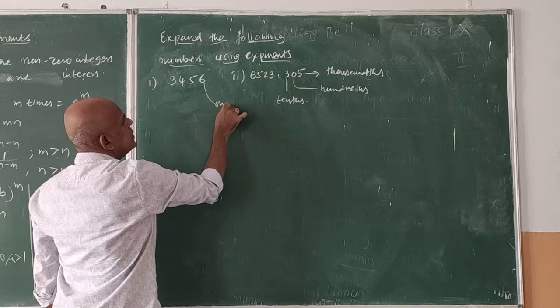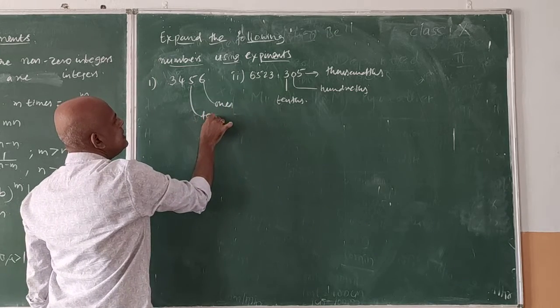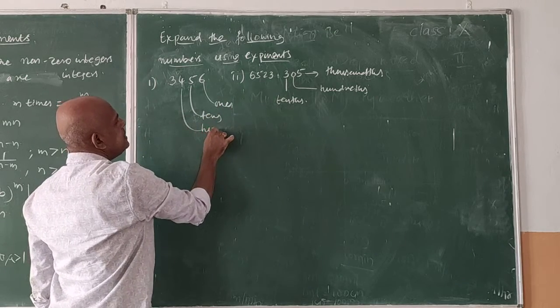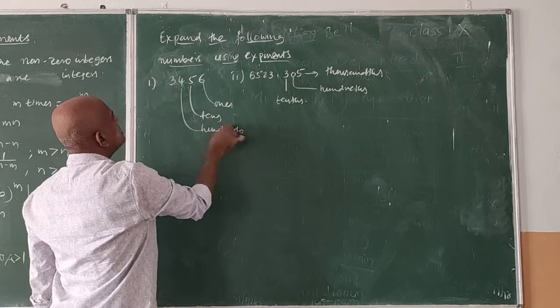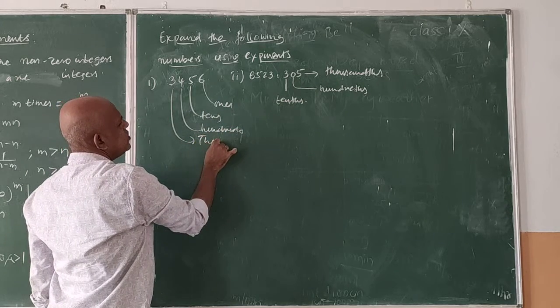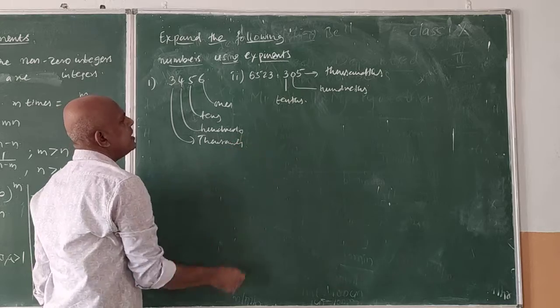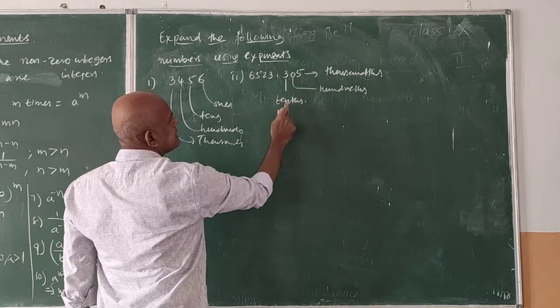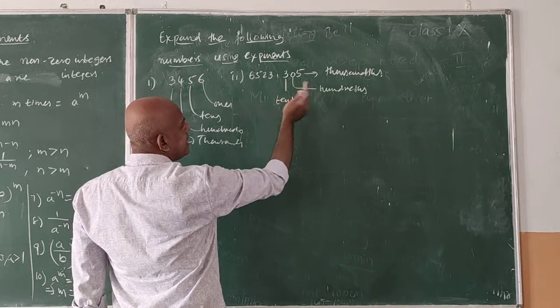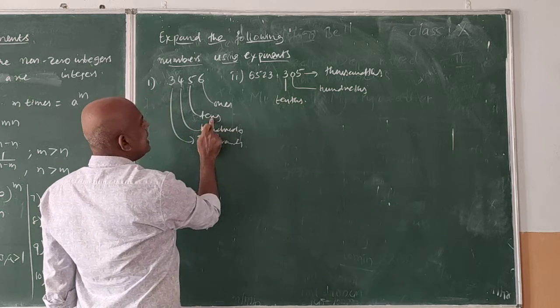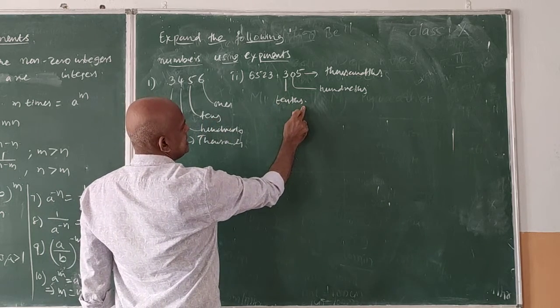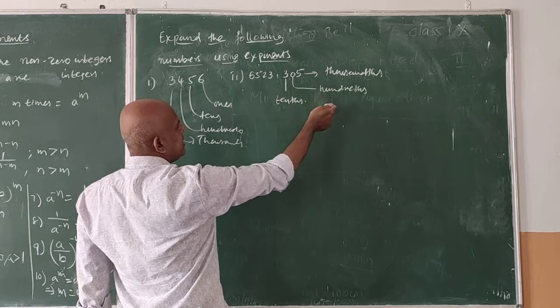This is ones or units. This is tens, and this is hundreds. This is thousands, and you know lakhs, 10 lakhs, and so on. But here, after the decimal point, we read them as tenths. How to expand? I will explain again here.